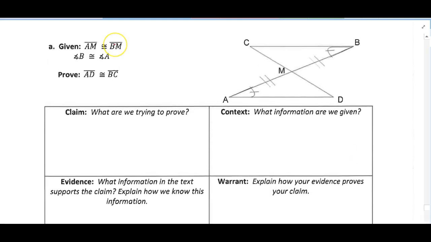We've got AM and BM, so those are already marked congruent for us, but if they weren't, make sure that you mark those. It's very important that you're marking your congruent parts. And we have angle A and angle B are congruent. And we want to try and prove that AD and BC are congruent. And we can see that these are two parts of the triangles, but in order to prove those congruent, we're going to have to first prove that our triangles are congruent.